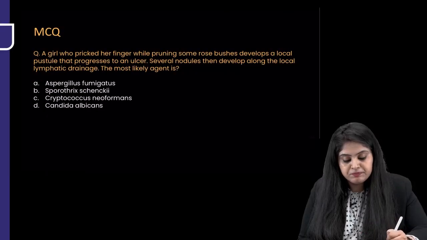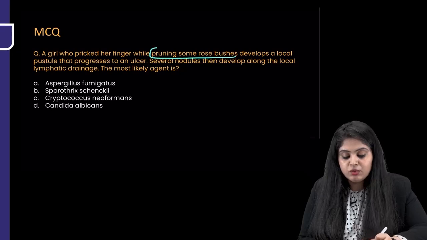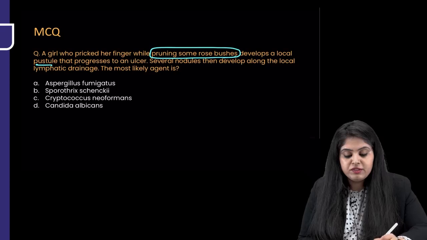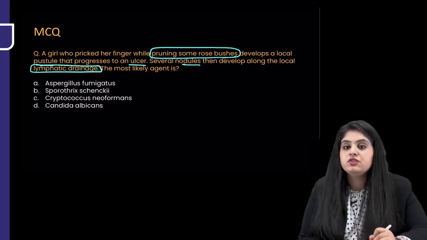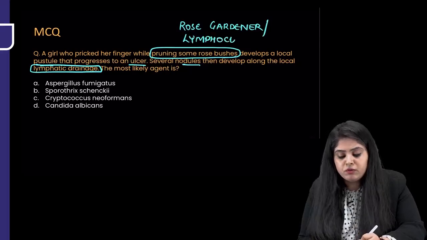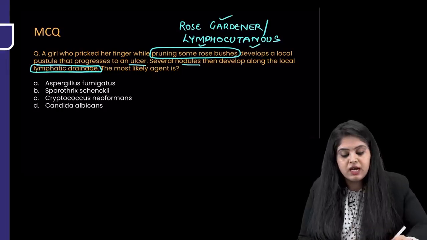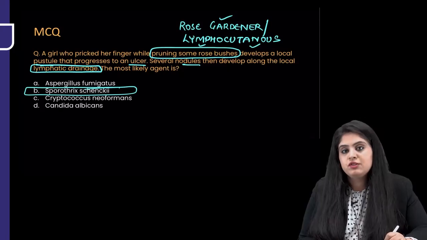Moving on to the next question. There's a girl who has pricked her finger while working with the rose bushes. I think I've got my answer. She develops a local pustule that progresses into an ulcer and several nodules that develop along the local lymphatic drainage. So first I told you there is something called the rose gardener's disease, and the method of spreading of that rose gardener's disease was lymphocutaneous, and all of that is mentioned so beautifully over here. So we've got the cutaneous involvement, we've got the lymphatic involvement, we've got the garden history, the good life. Garden history, good life means I'm talking about Sporothrix schenckii.